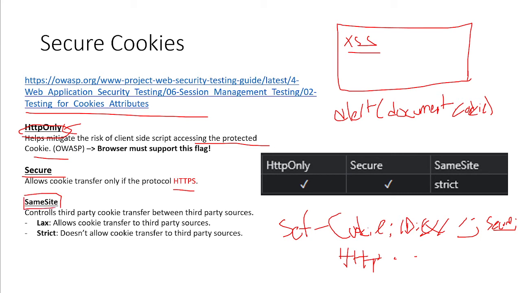The other flag is SameSite. SameSite controls cookie transfer between third-party sources. There are two options for this flag, Lax and Strict. Lax allows cookie transfer to third-party sources. It allows it. It's a little bit less secure. Strict doesn't allow third-party sources cookie transfer. It's up to the web application's behavior.